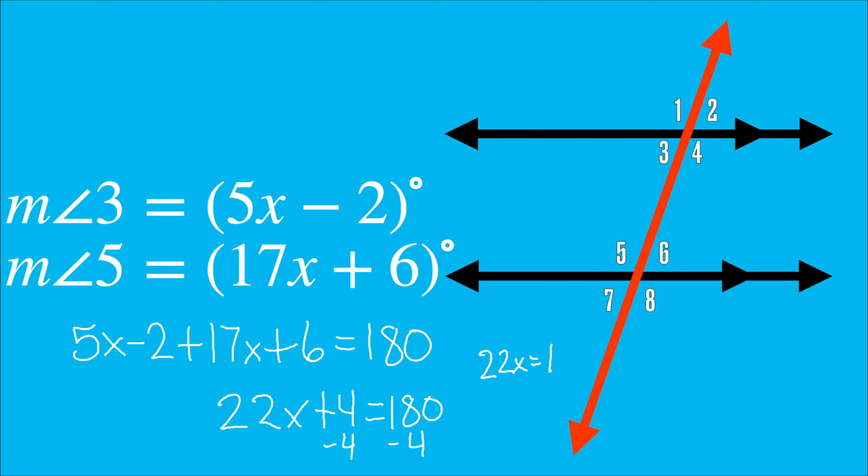22x equals 176. We divide by 22. X is equal to 8. At that point, 5 times 8 is 40. 40 minus 2 is 38 degrees. And then we could do this. 17 times 8 is going to end up being 136 plus 6, which is 142 degrees. We could have also said 180 minus 142 to get this.